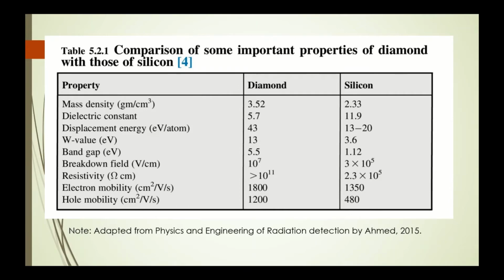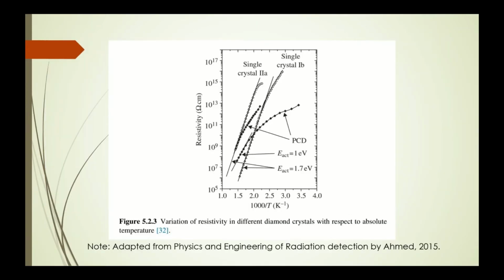Besides these properties, diamond also has high resistivity. This is due to diamond's strong covalent bond, making diamond able to withstand high temperature and be temperature independent. This results in the diamond detector being able to be used at higher temperature with accuracy compared to other detectors, because this is not seen in all detectors.